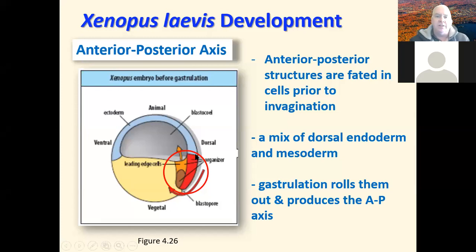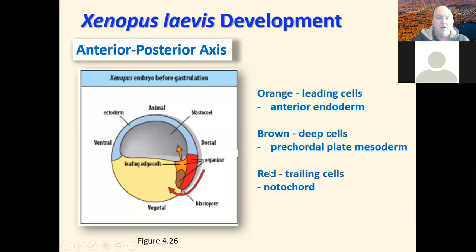Okay, so the organizer itself is a mix of dorsal endoderm and mesoderm. Dorsal endoderm, which is this here, and mesoderm. So this is all mesoderm here, and it's all scrunched up. So gastrulation is going to roll this out. As the leading cells go, they're going to be precordial plate mesoderm. The precordial plate, we talked about before, is basically the head mesoderm.